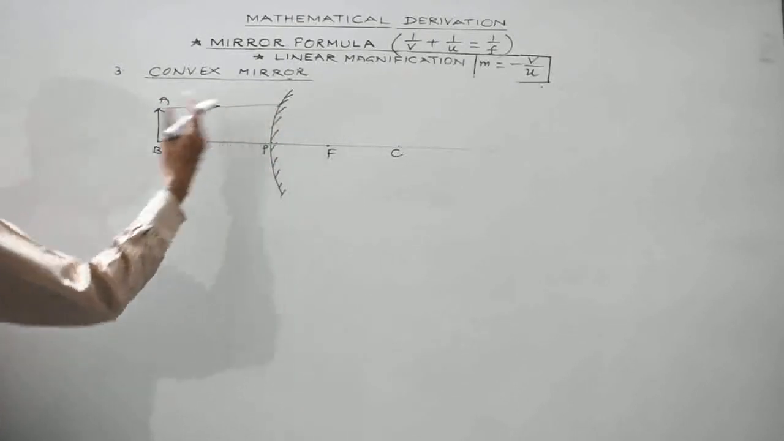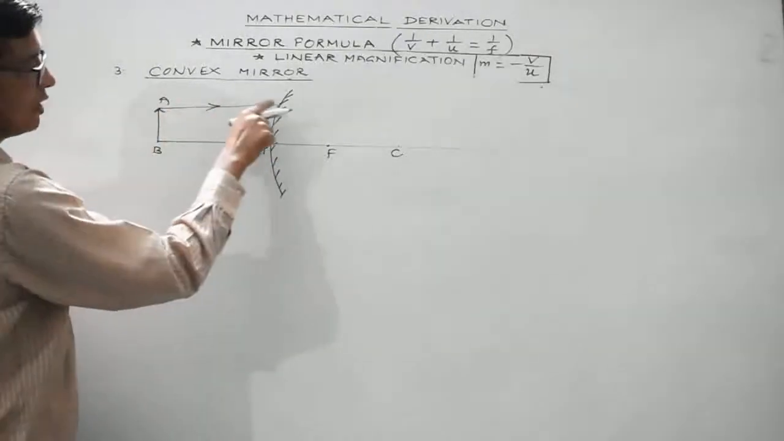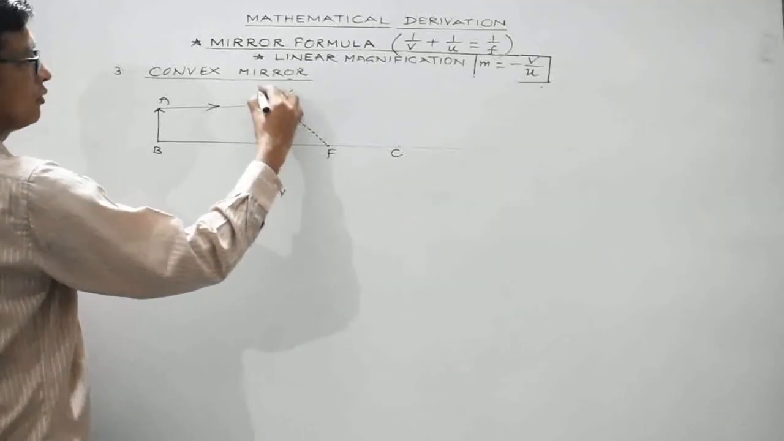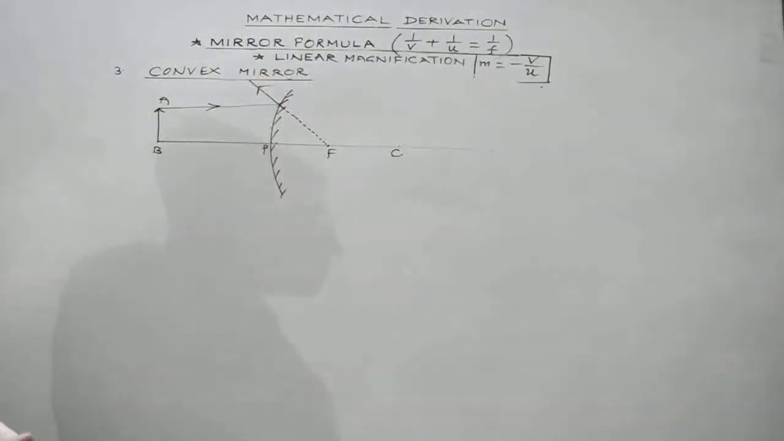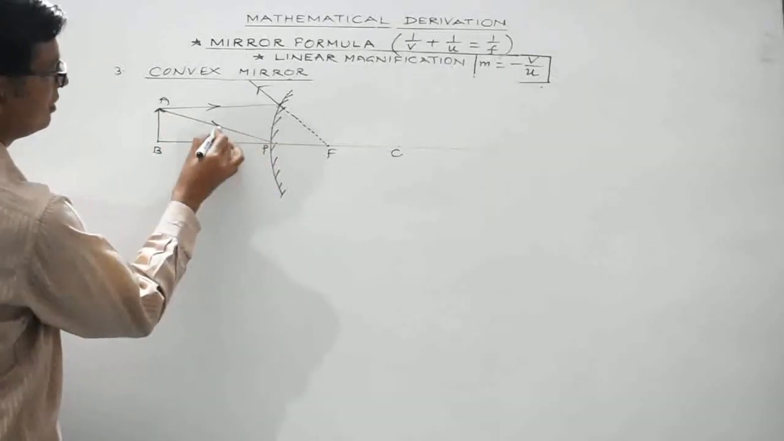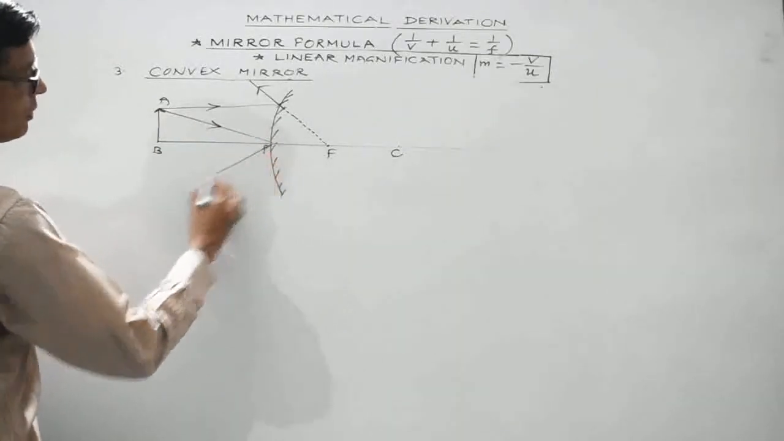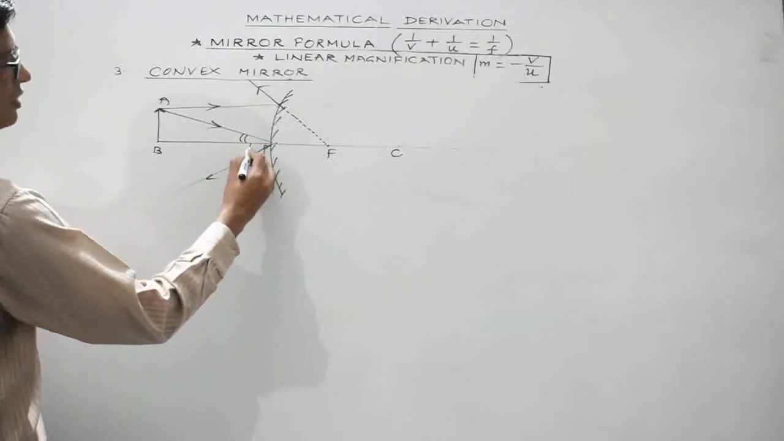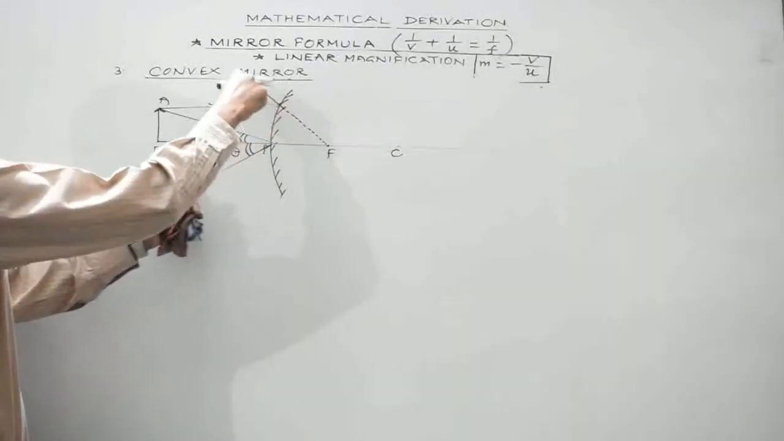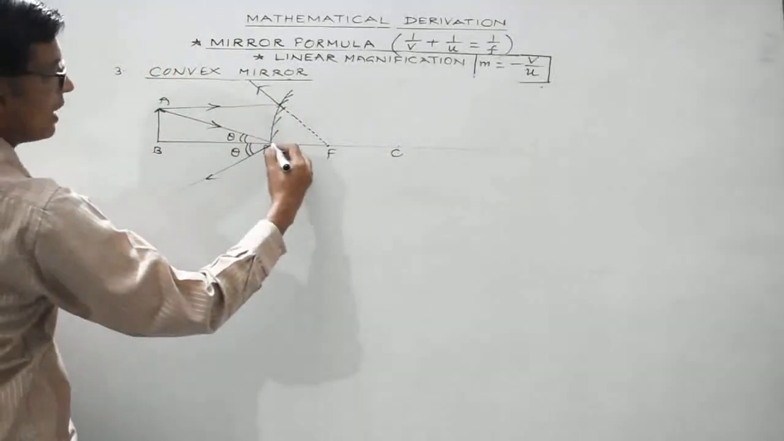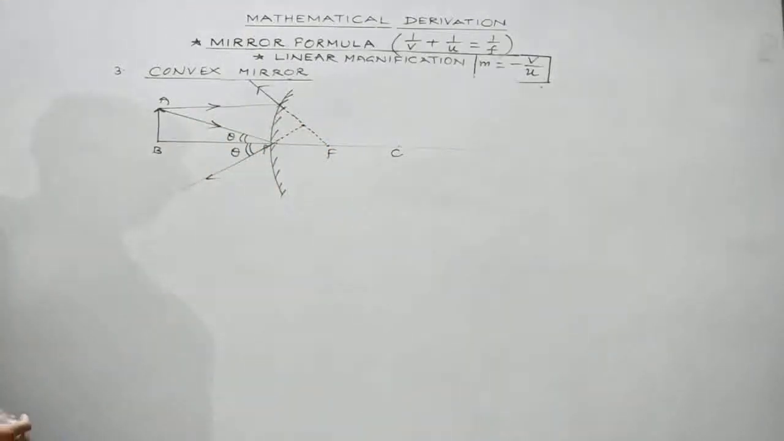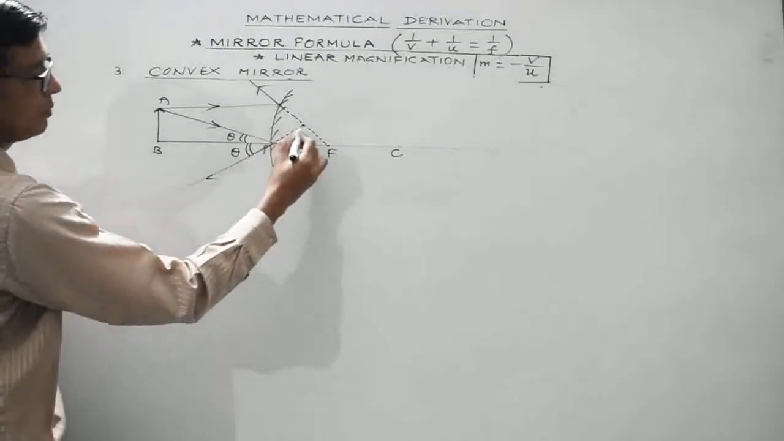The object is to be placed in front of the convex mirror, right? A ray parallel to the principal axis, after reflection, will appear as if it is coming from the focus. So the diagram would be somewhat like this. Second, if you send an incident ray at the pole, it will bounce back into the same medium. This is the angle of incidence, and this will be the angle of reflection. These two rays will obviously never intersect. So if you produce them in the backward direction, the virtual image will be obtained here.